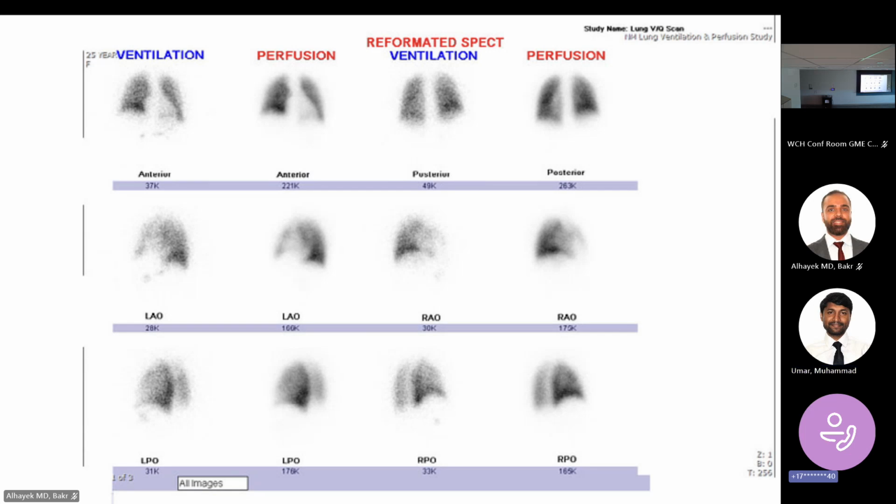Ansakal. So this is a normal VQ scan. So basically, there are like 4 phases. I'm not going to go into the technical stuff, but you will see balanced perfusion and ventilation. You won't see mismatch. When you see mismatch, it gives you a probability, low, intermediate, or high. It doesn't tell you, oh, there's no PE. No, that's not what you're going to get from the report. It only tells you low, intermediate, or high risk.